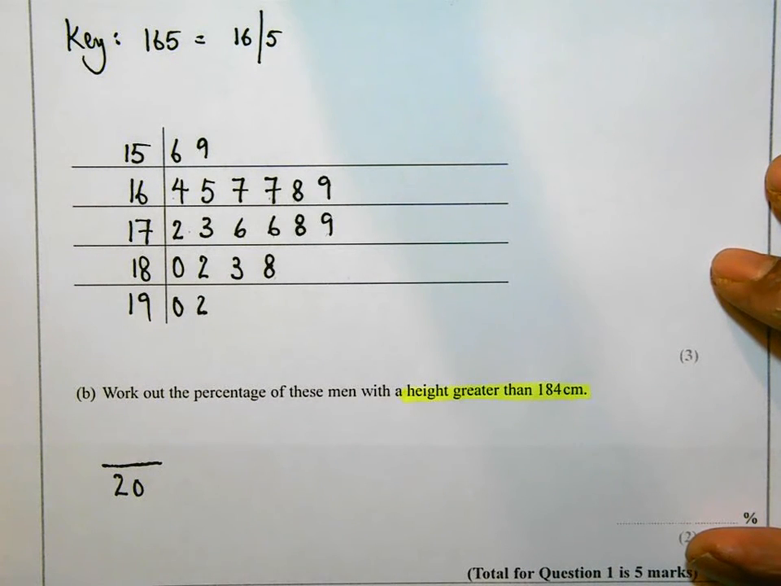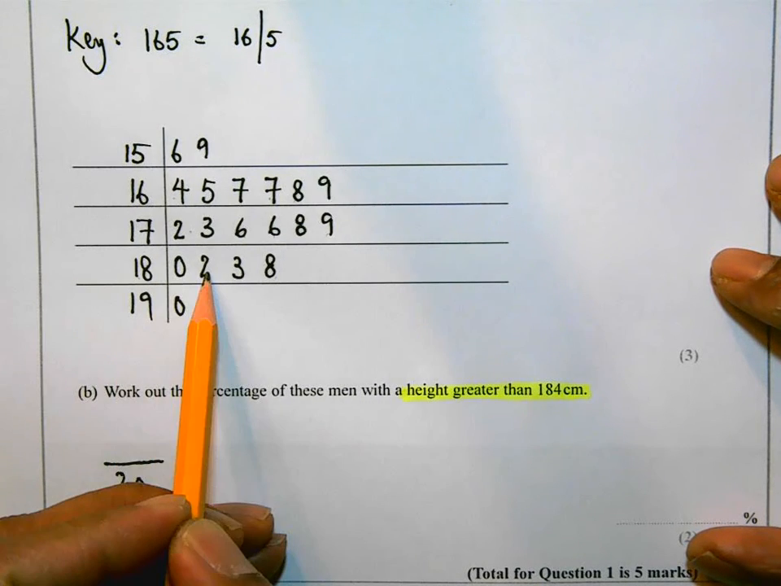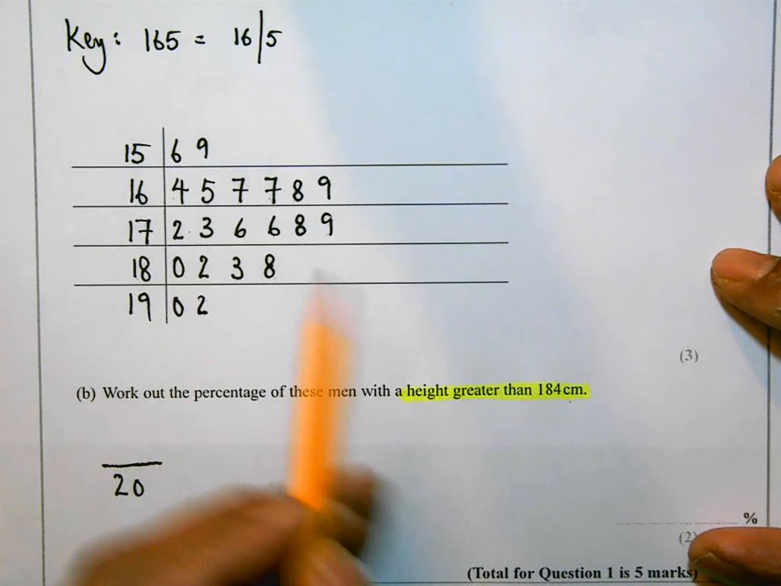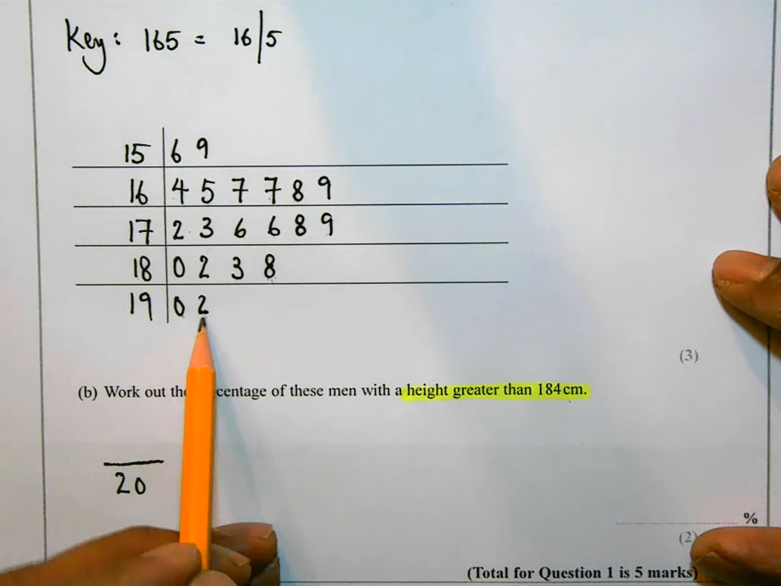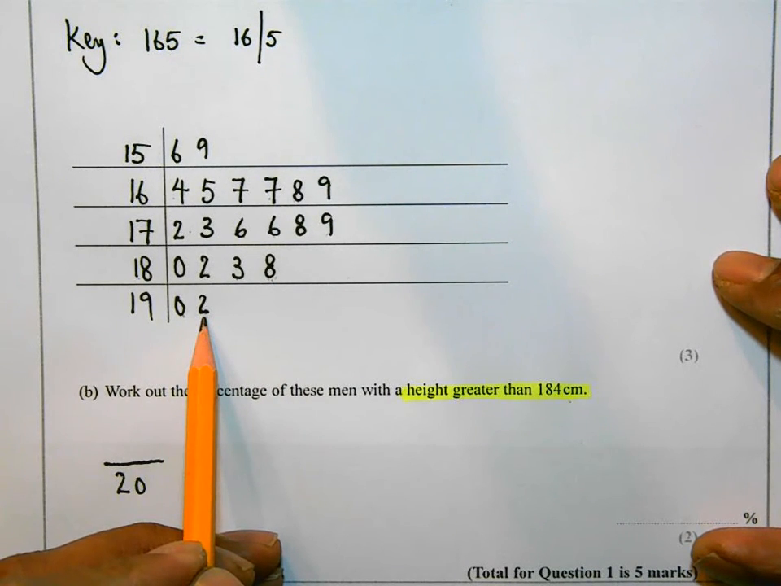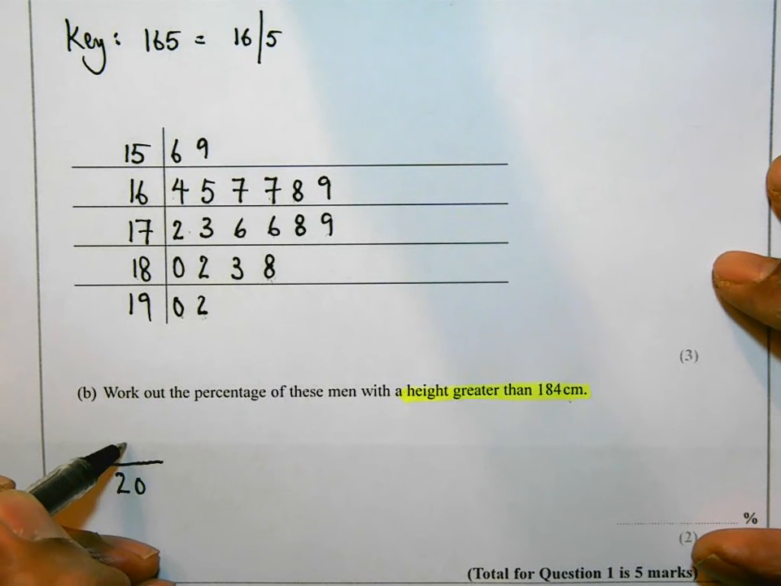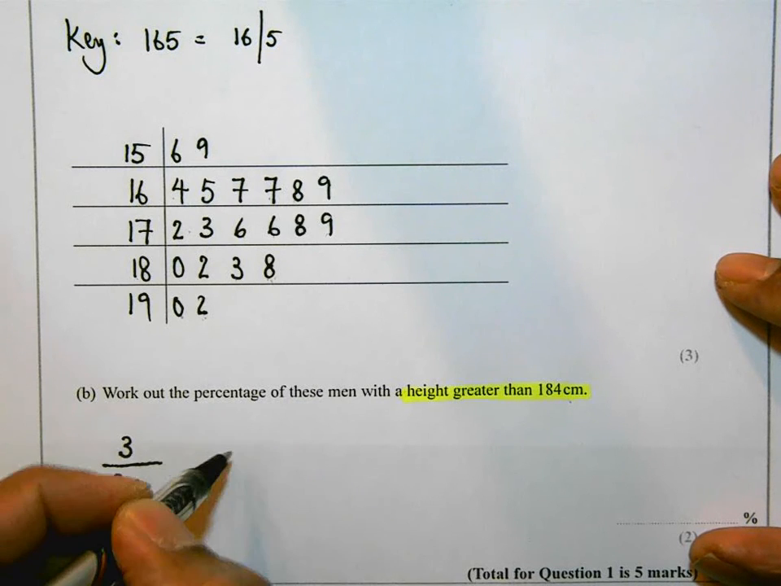So there's 180, 182, 183. So how many people have a height bigger than 184, as they say here? 1, 2, 3. 188, 190, 192. So the fraction of people with a height greater than 184 is 3 out of 20. So 3 out of 20 has a height greater than 184.